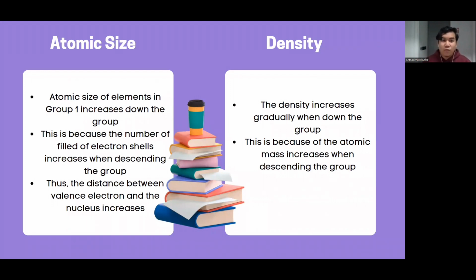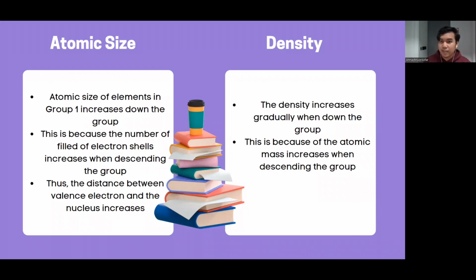The atomic size of elements in group 1 increases down the group. This is because the number of filled electron shells increases when descending the group. Thus, the distance between the valence electron and the nucleus increases, which makes them have a bigger atomic size. For example, sodium will have a bigger atomic size compared to lithium, as sodium has 3 shells filled with electrons compared to lithium, which has 2 shells filled with electrons.